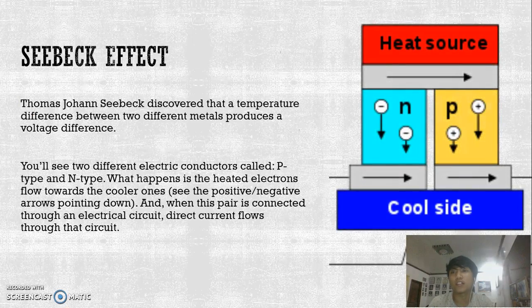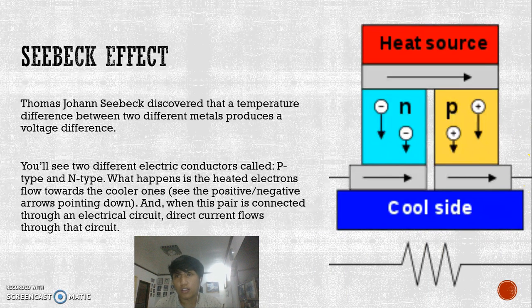The Seebeck effect. Thomas Johann Seebeck discovered that a temperature difference between two different metals produces a voltage difference. You'll see two different electric conductors called p-type and n-type. What happens is the heated electrons flow towards the cooler ones. See at the right side the positive negative arrows pointing down. And when this pair is connected through an electric circuit, direct current flows through that circuit.